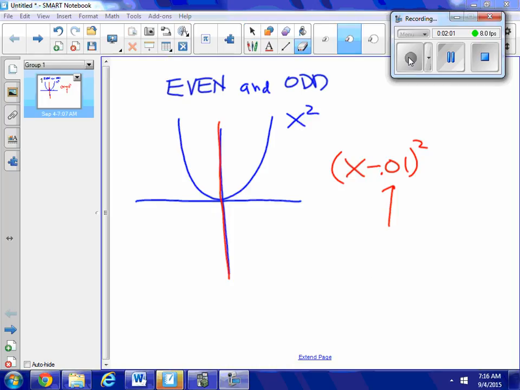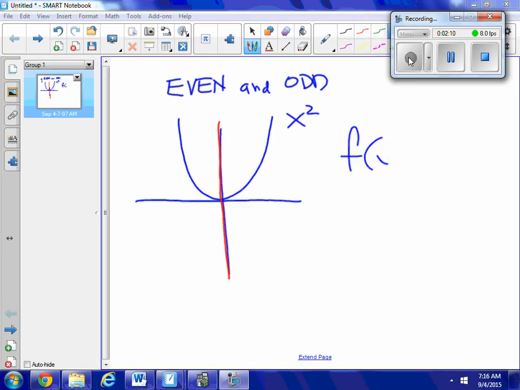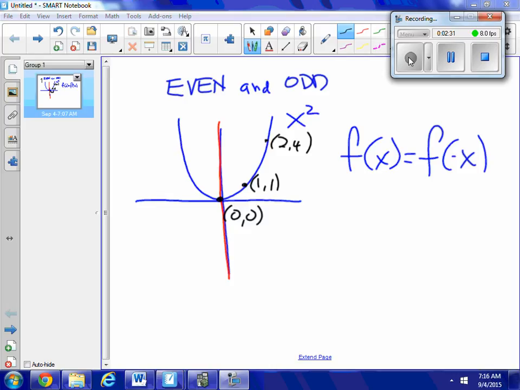So I'm going to come back to my function of x squared here, and I'm going to say an even function is where f of x is equal to f of negative x. Let's see what that looks like on the graph of x squared. We know we have the point (0, 0), the point (1, 1), the point (2, 4), and we also know we have the point (-1, 1) and the point (-2, 4).